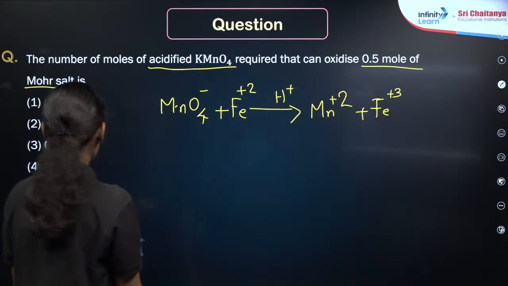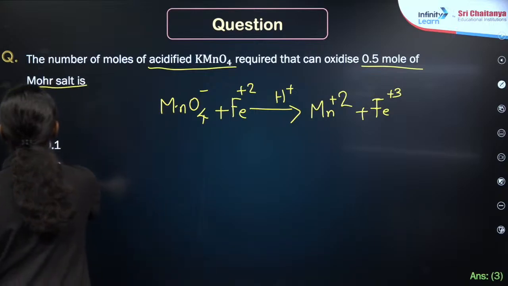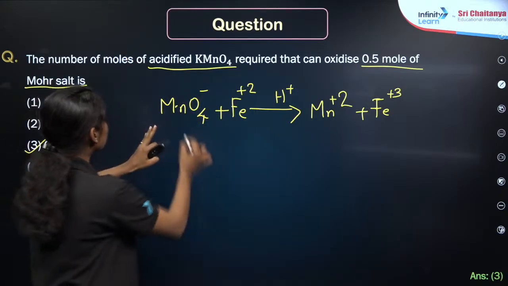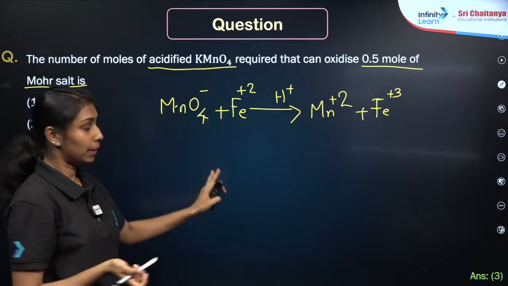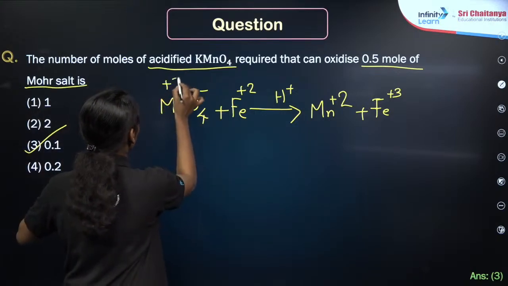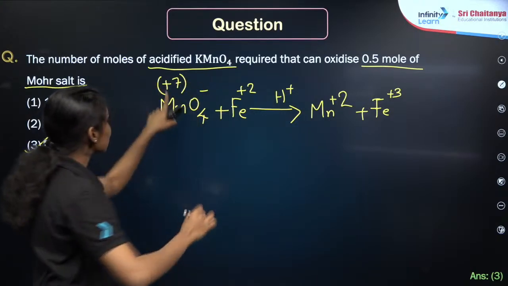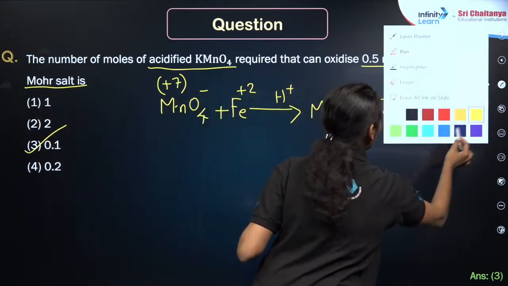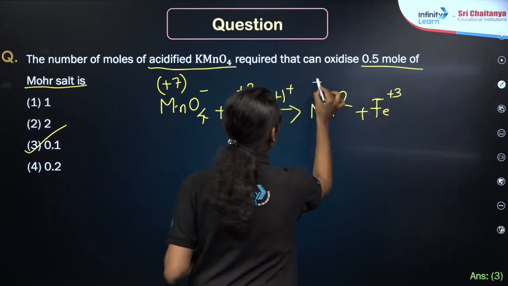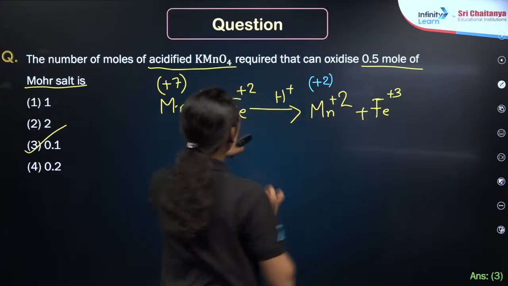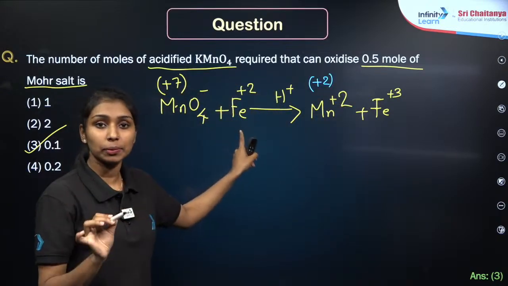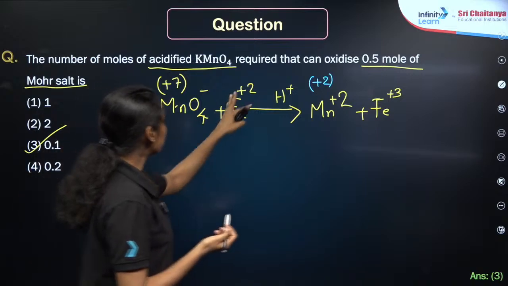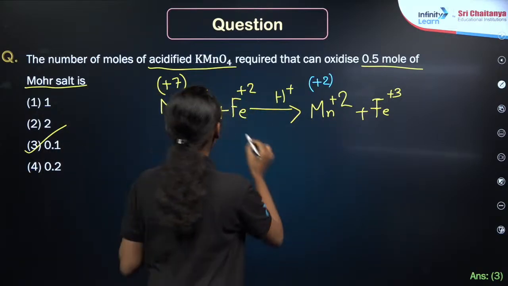0.1, right? Yes, option 3, 0.1 is the correct answer here. This is the particular reaction. This MnO4- comes from the potassium permanganate having the charge of +7. In the case of acidic medium, it changes its oxidation number from +7 to +2. Then what about here? Here the Fe2+ comes from the Mohr's salt, that is FeSO4, ferrous sulfate and ammonium sulfate. So it will change from +2 to +3.